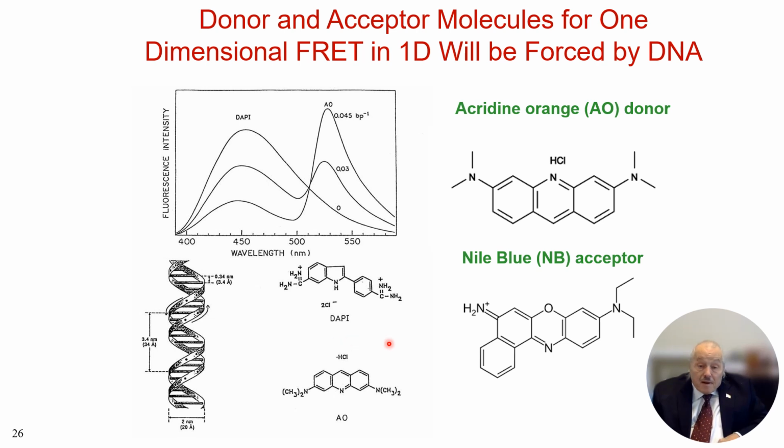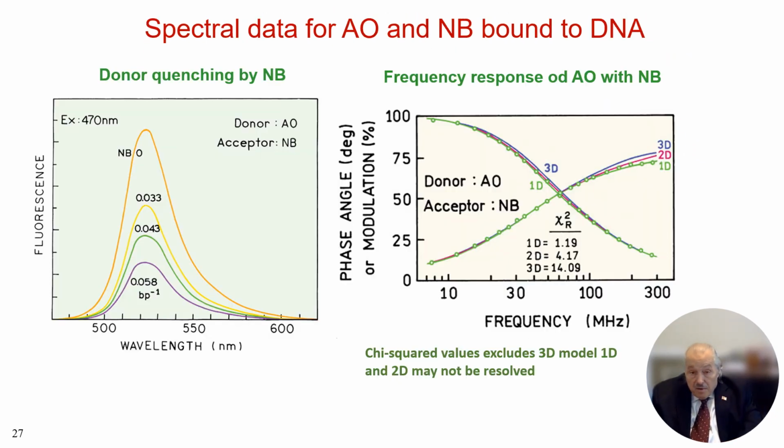Let's look at one-dimensional FRET. These are not matching cases, but I have spectra here for DNA labeled with DAPI and acridine orange. So the donor goes down, the acceptor goes up. The actual good data I have is for these particular probes. Acridine orange is the donor and Nile blue is the acceptor. And as you titrate in the Nile blue, you see it's like only one Nile blue per 20 base pairs. So it's not very high concentration.